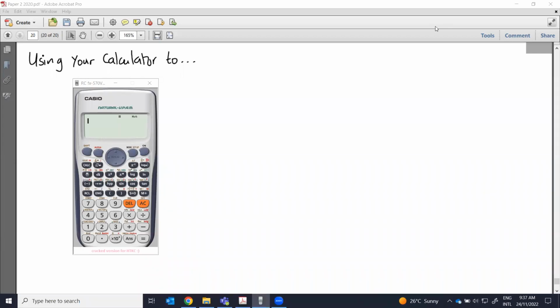Hi guys, today we're going to go over some of the things that you can do on your calculator. And the very first thing we look at that you can do on your calculator is solving simultaneous equations.